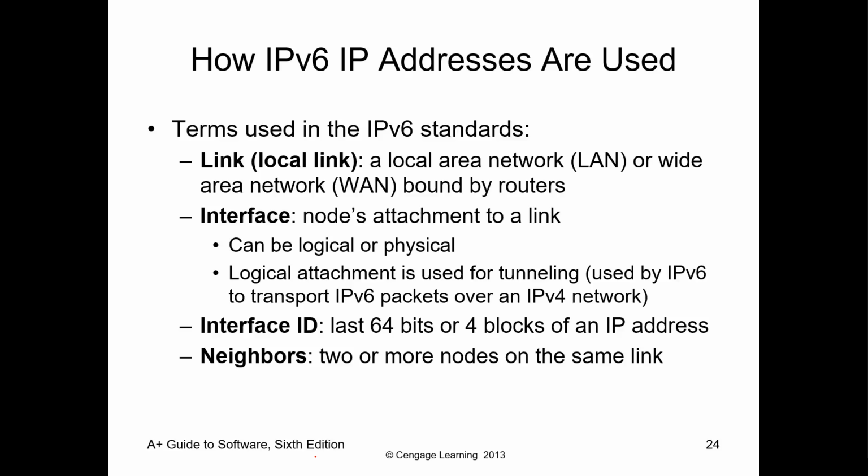So, terms to know for IPv6. A link local, or a local link, is a local area network, or a LAN, bounded by a router. That's going to be a local network. An interface is the node's attachment to a link, and that link could be a logical link or a physical link. The logical attachment is used for tunneling. Next, an interface ID. Typically, the last 64 bits, or 4 blocks, of an IP address is used to identify the interface. Next is this thing called neighbors, and these are 2 or more nodes on the same link. We can define those as neighbors.